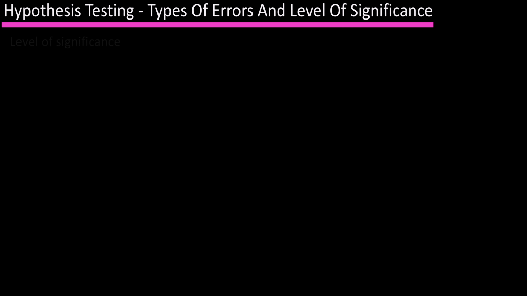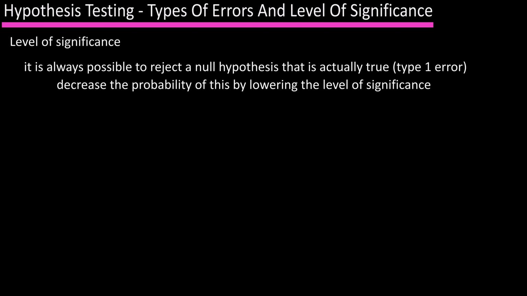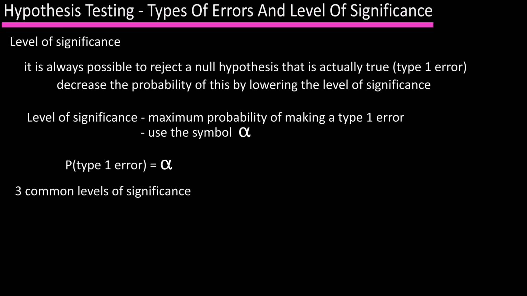Now for the level of significance. There's always a possibility that we reject the null hypothesis when it's actually true, a type 1 error. But we can decrease the probability of this happening by lowering the level of significance. And the level of significance is the maximum probability of committing a type 1 error. It's usually noted as the symbol alpha, so the probability of a type 1 error equals alpha. And the 3 commonly used levels of significance are alpha equals 0.10, alpha equals 0.05, and alpha equals 0.01.